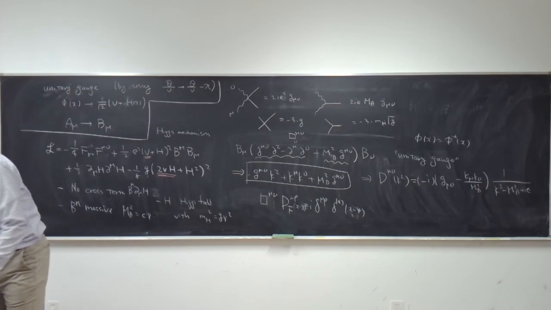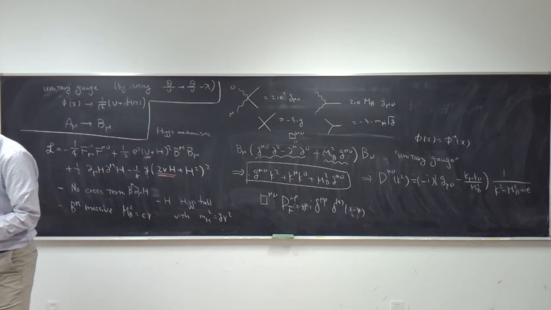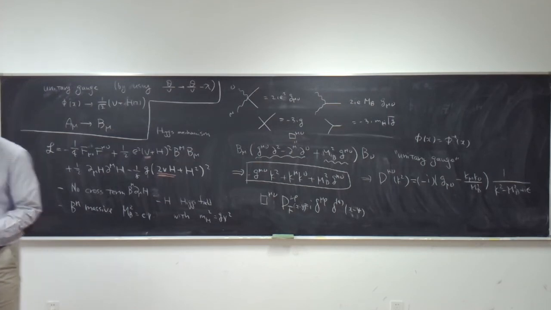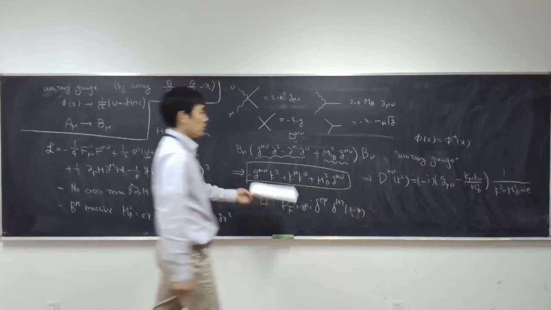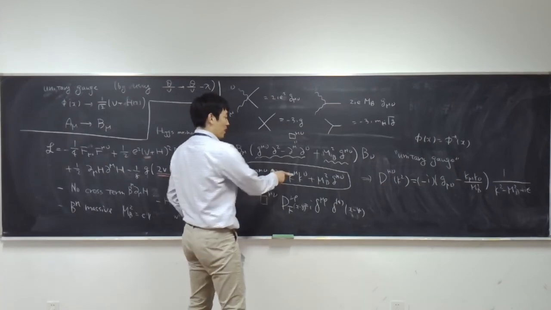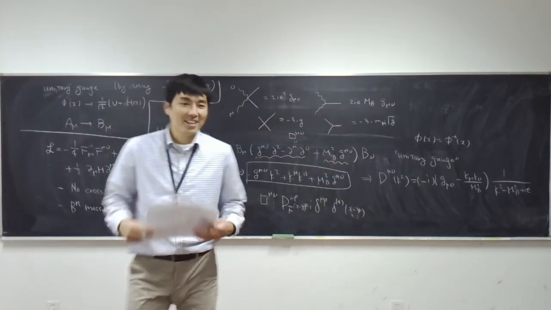I think my sign is right. Let me check. I think my sign is correct, but let me check. Yeah. Okay, so just take the inverse of this one. Essentially what you need to do is multiply this one and this one, and you get the identity. That's it.